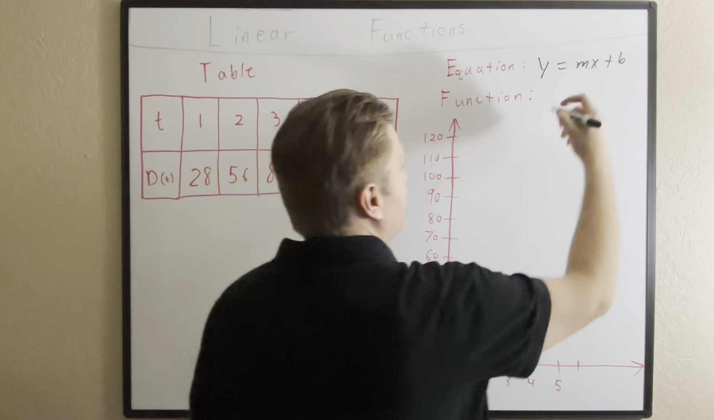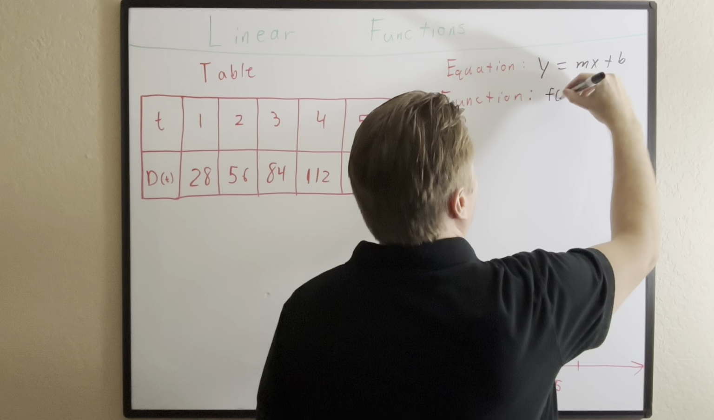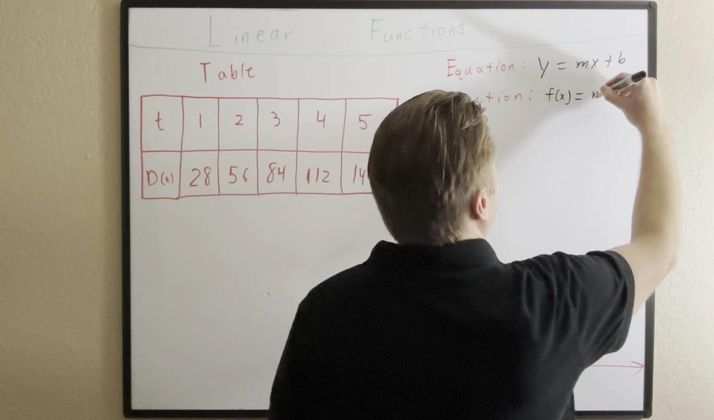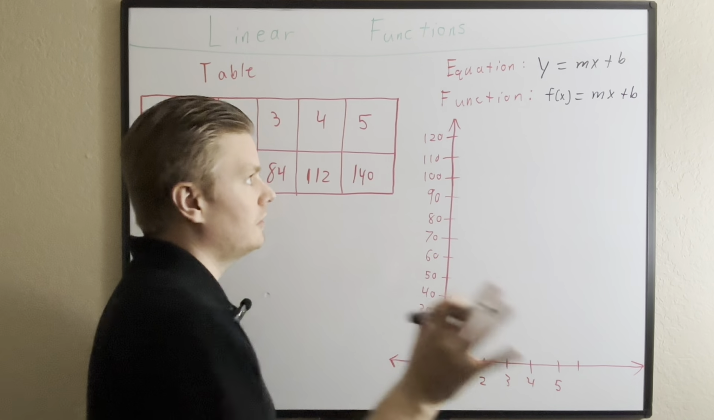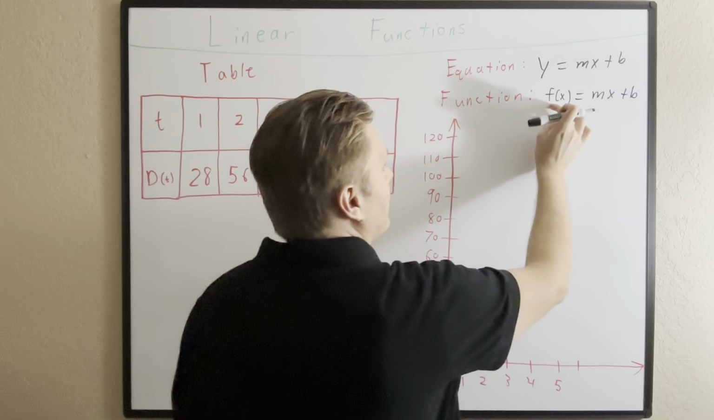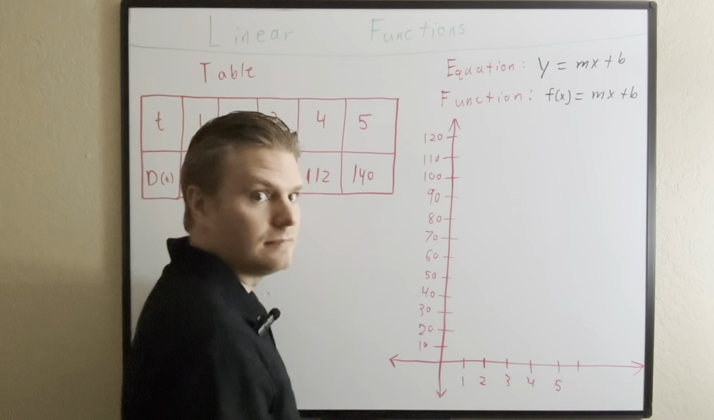Now, in function form, we put f of x equals mx plus b. Same thing. It's always going to be mx plus b. F of x is just a fancy notation. F is for fancy.